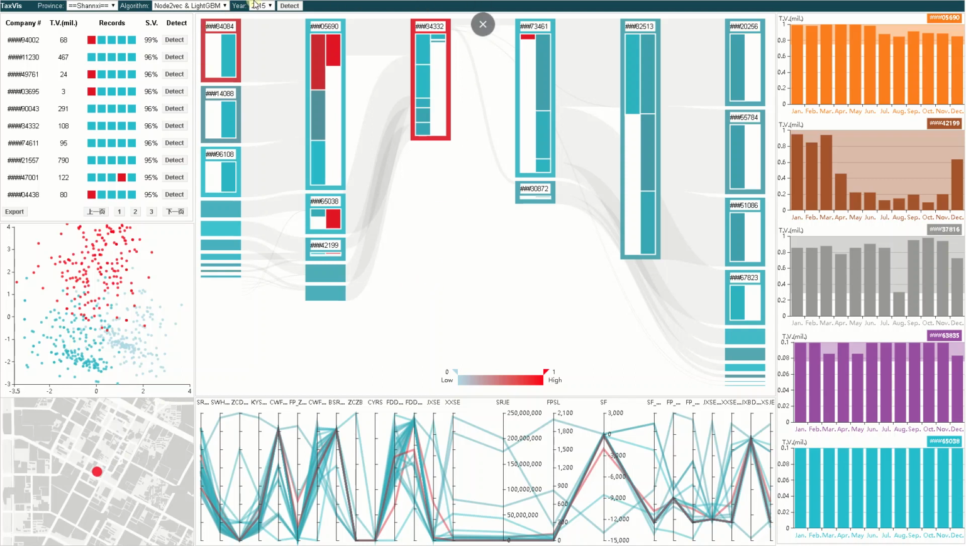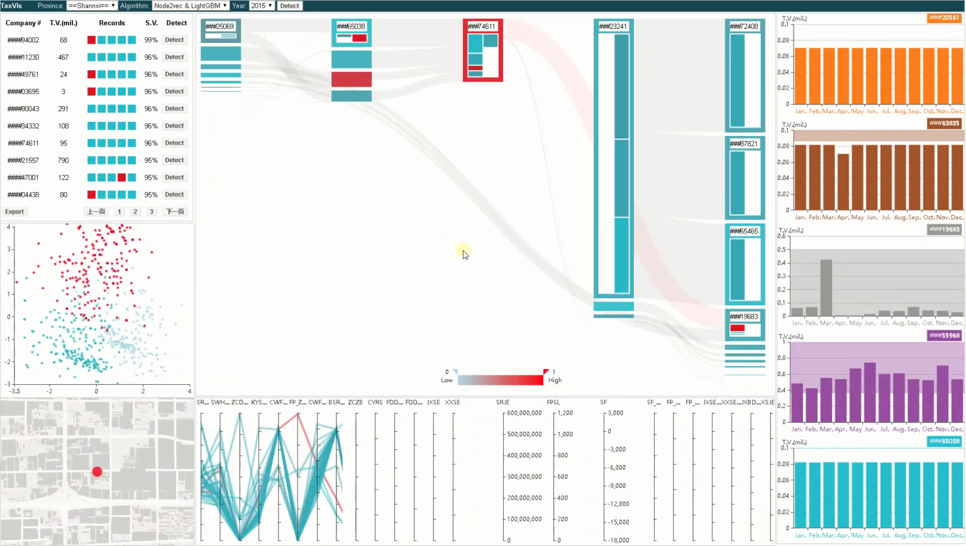The first case, as shown in this figure, the suspicious score of this corporation is very low. However, the suspicious scores of its upstream corporation and downstream corporation are very high. Therefore, we can infer that these corporations may belong to a suspicious tax evasion group.